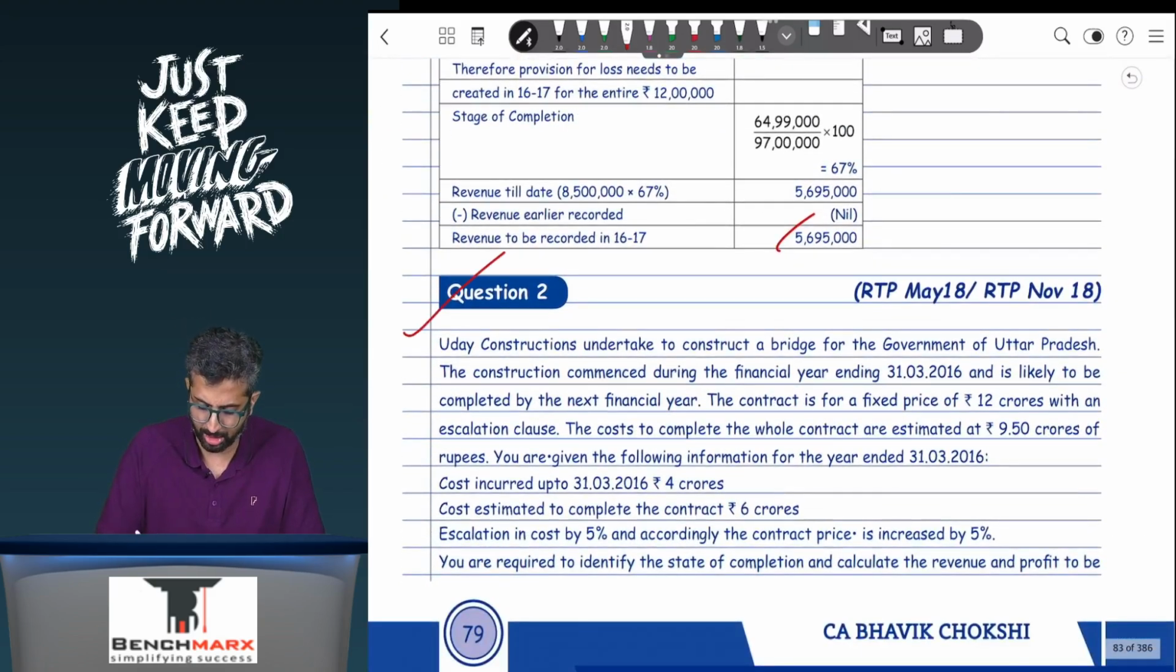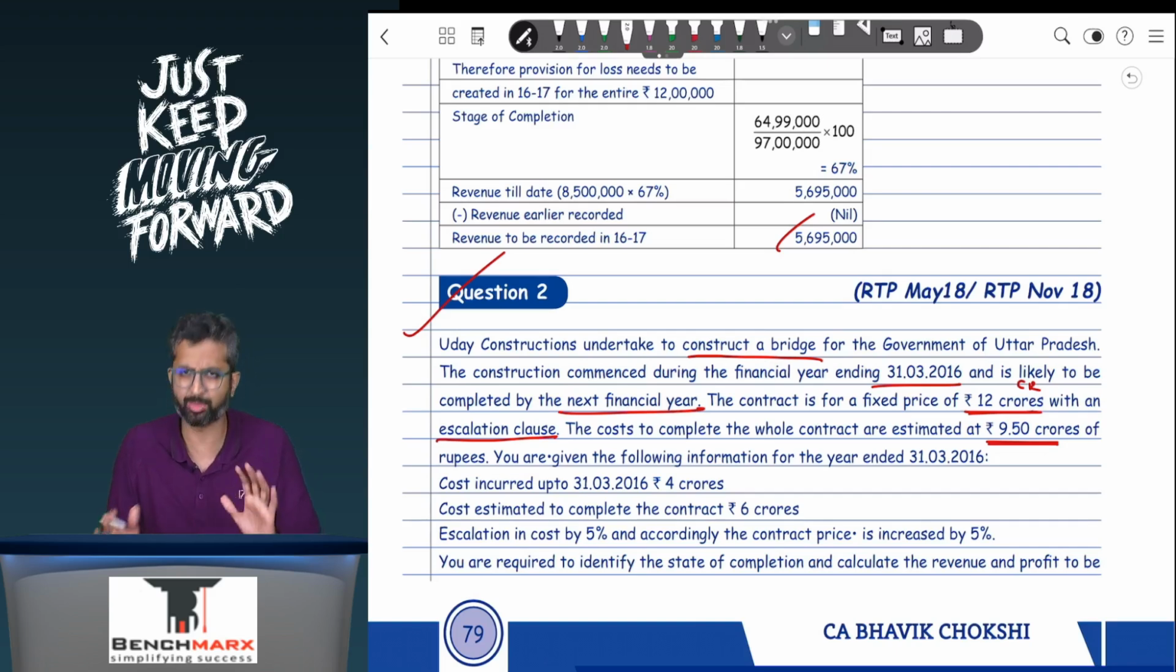Next, you go to question number 2. Uday Constructions undertook construction of a bridge for the government of Uttar Pradesh. The construction commenced during the year 31st March 16 and is likely to be completed in the next year. The contract is for a fixed price of 12 crores with an escalation clause. So this is your transaction price or your contract revenue. The cost to complete the whole contract is estimated to be 9.5 crores, which means the project is profitable. 12 minus 9.5, that's a 2.5 crore profit.